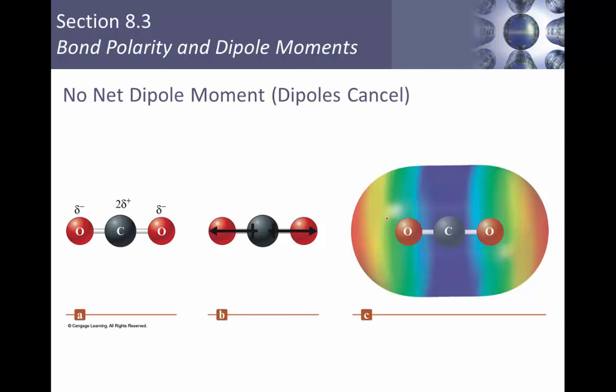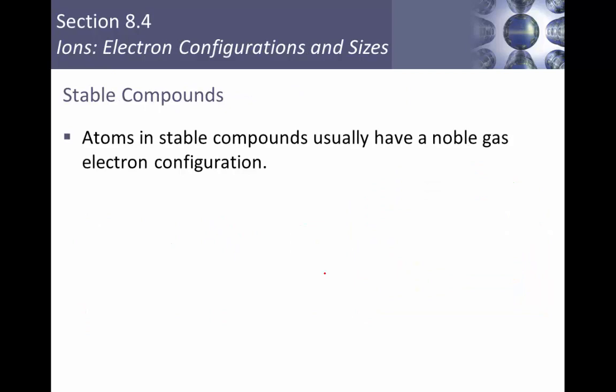Now this concept we'll discuss more in the next couple of podcasts, because we'll talk about Lewis structures, because it has to do with the geometry of the molecule as to whether or not a dipole moment will form or not. So let's move on now to the ideas that are associated with ionic compounds.